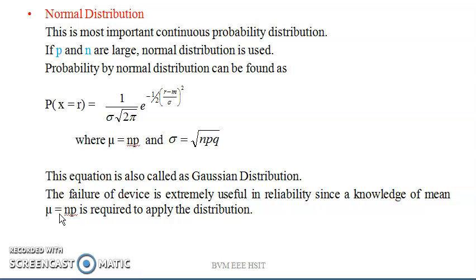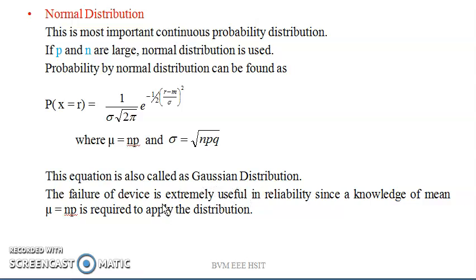Probability by normal distribution can be found as P of x equal to R, which is equal to 1 by sigma under root 2 pi e raised to minus 1 by 2 into (R minus mu) divided by sigma, whole square, where mu is equal to np, and sigma is equal to under root npq. This equation is also called the Gaussian distribution.